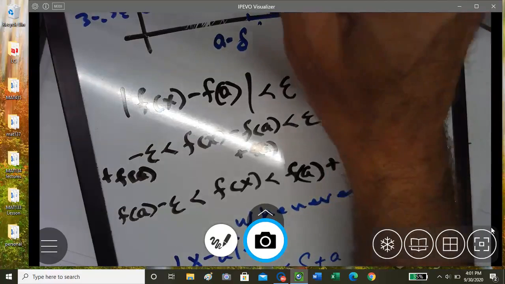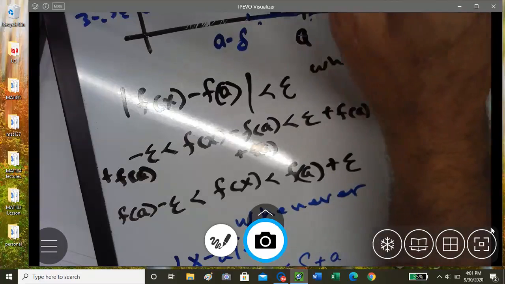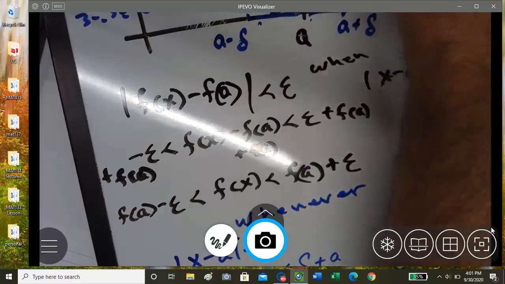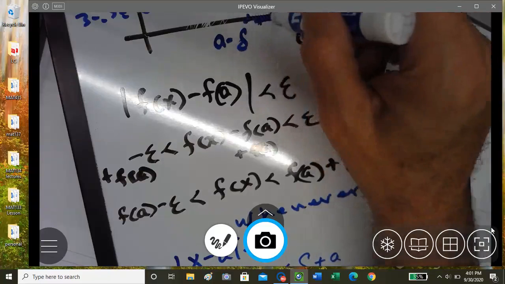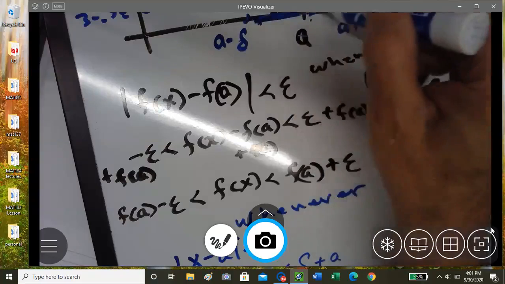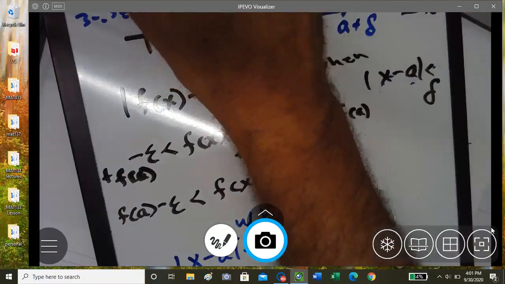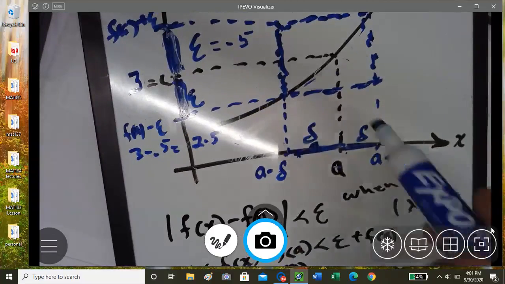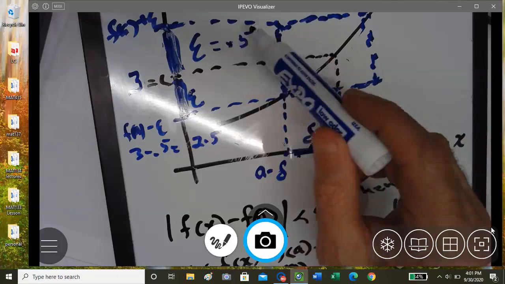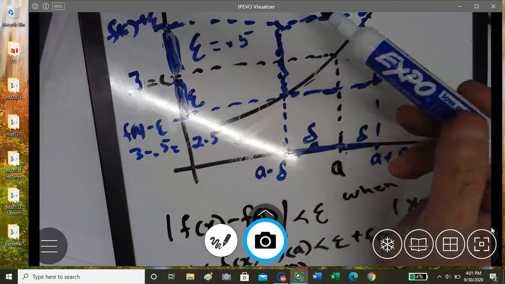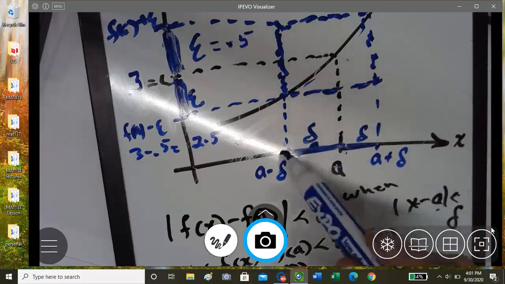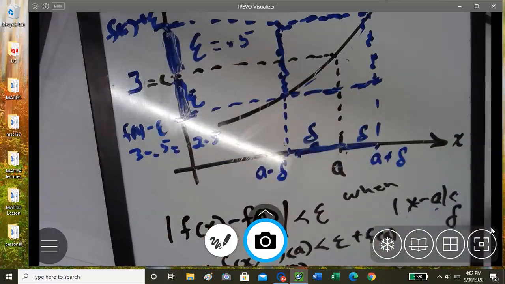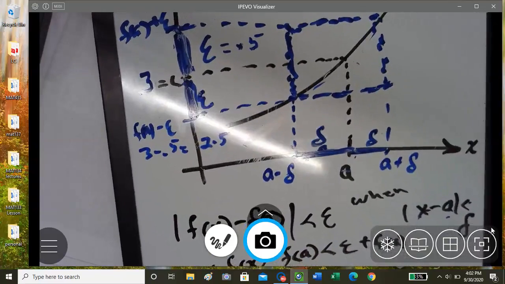All right, so what we're talking about here is getting within this box right here. We can get within this box if we can find some delta that can guarantee a certain closeness to our limit. So in our problems, we're going to say, all right, we want epsilon to be some number. Find a delta that can guarantee that we can get that close to our limit.